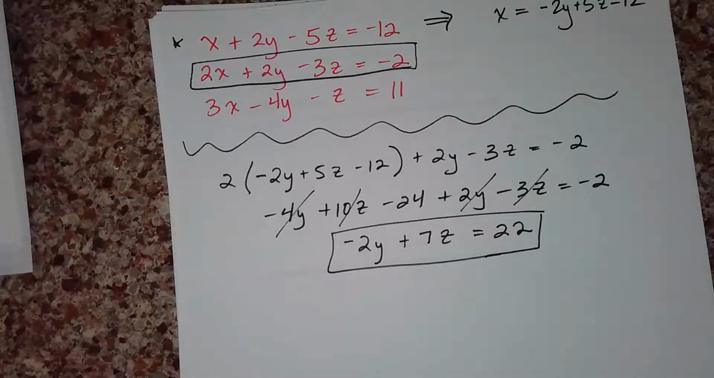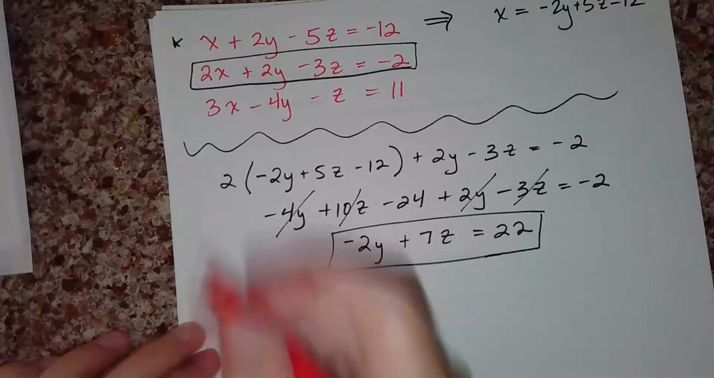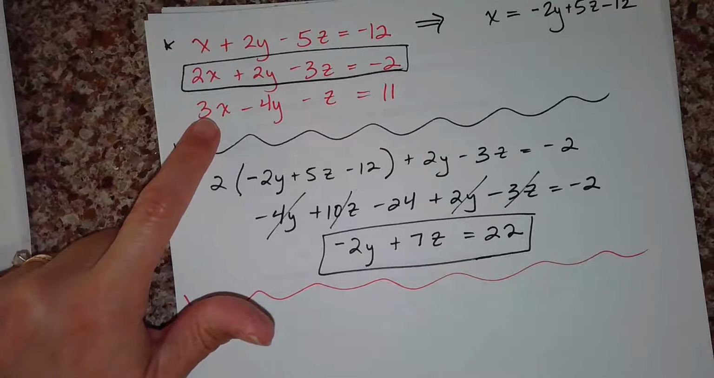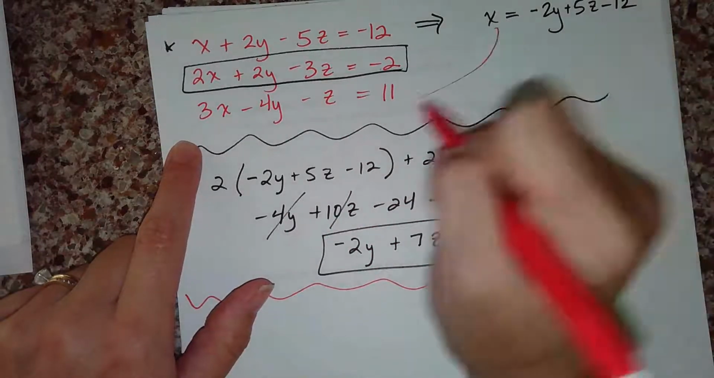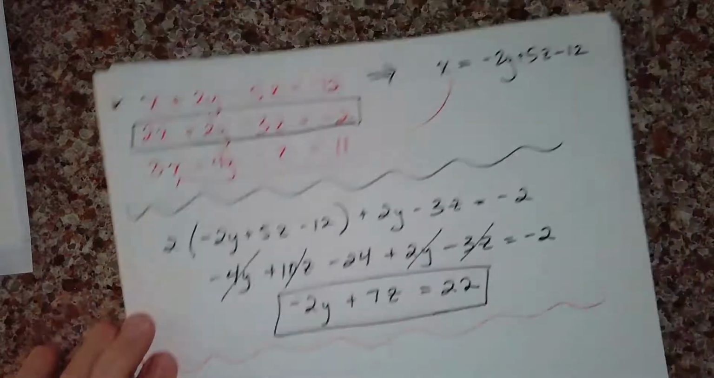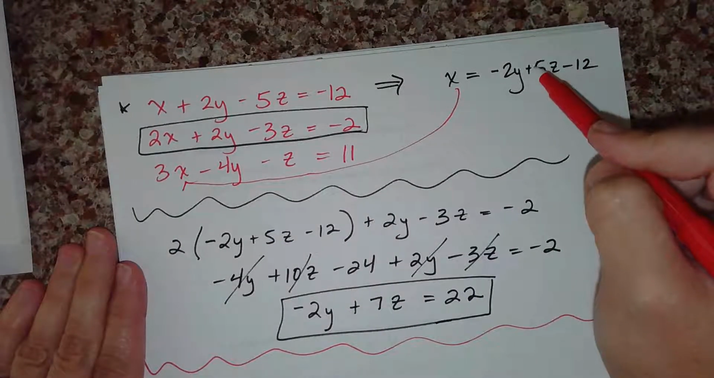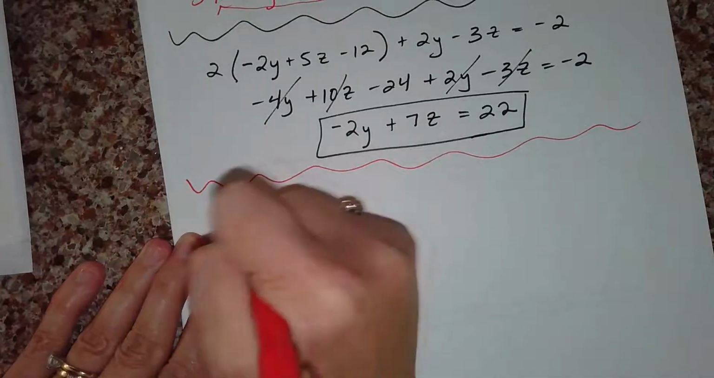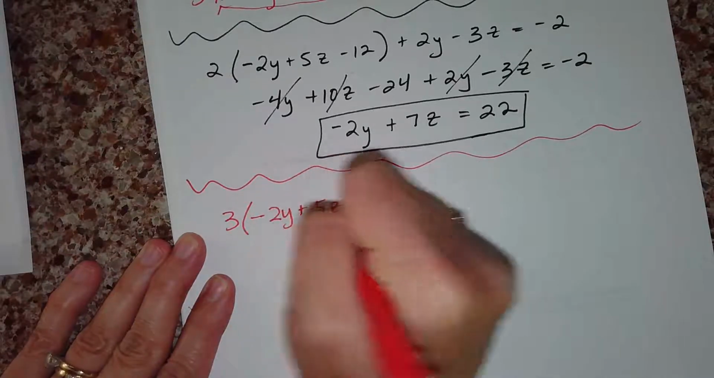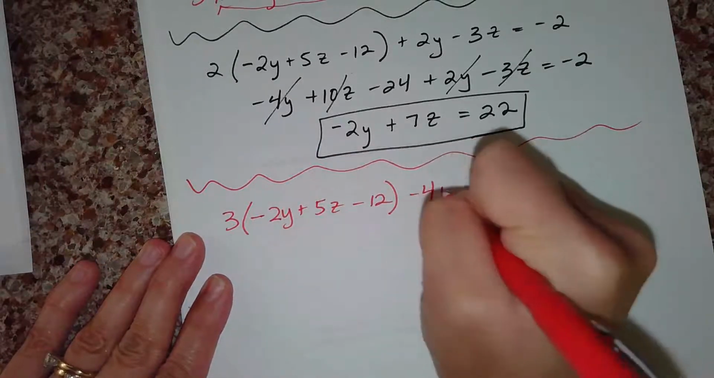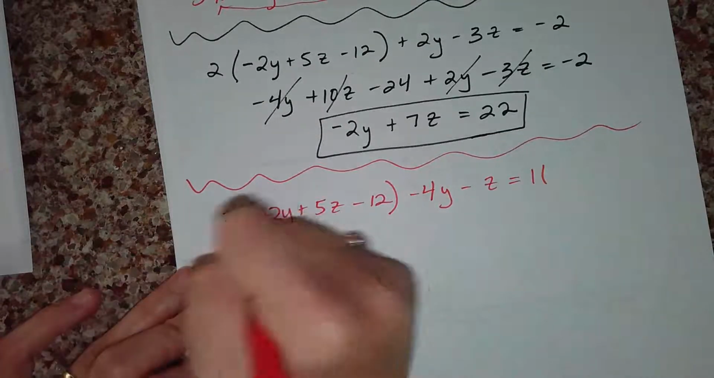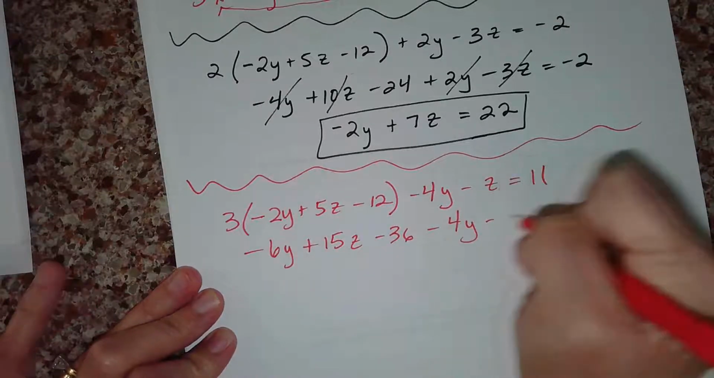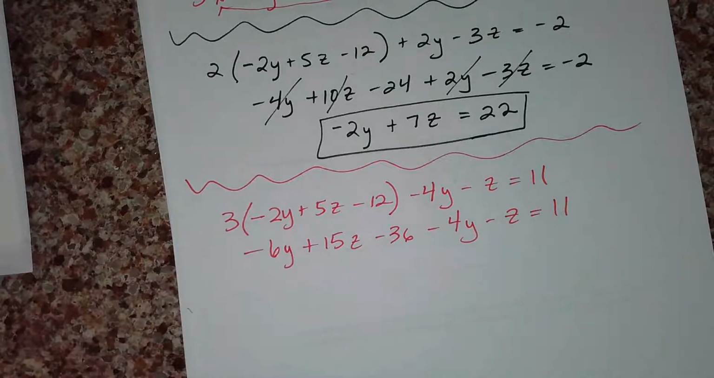Next, I'm going to go ahead and plug in, so I'll just kind of do this to separate it. Now I'm going to use my other equation, and I'm going to substitute in. So I'm going to take the x that I originally solved for and plug it into this equation right here. I'm going to do the same kind of deal. So 3 times negative 2y plus 5z minus 12 minus 4y minus z equals 11.